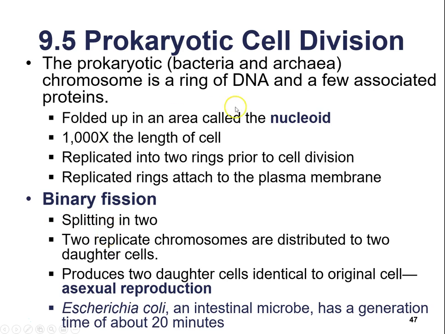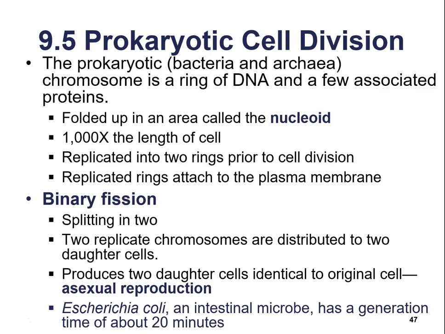Also understand that their DNA is much different. It's just a ring of DNA, folded up in an area called the nucleoid. It's about 1,000 times the length of the cell. Basically, it gets replicated into two rings, just like we talked about replication in eukaryotic cells. Then those two replicated rings attach to the plasma membrane, and that's how the cell keeps it apart. And then you basically have the splitting into two.